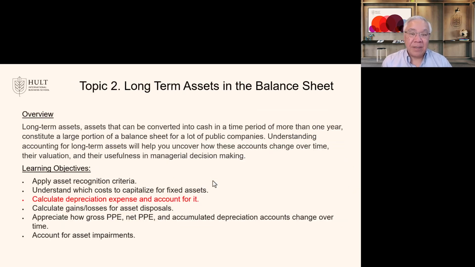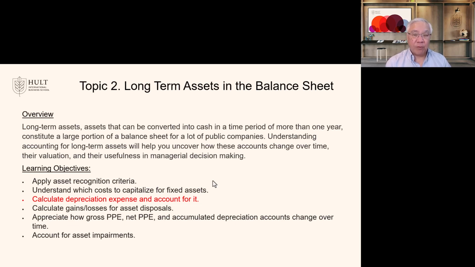All right, topic 2 was long-term assets, looking at the balance sheet once again. And these are assets that have a life and value to the company of more than 1 year. Our objectives dealt with what are the asset recognition criteria, when do we capitalize those costs, calculating depreciation and accounting for it, and then gains and losses for asset disposals, and look at how gross PP&E, net PP&E, and accumulated depreciation affect our balance sheet, and then account for asset impairments.